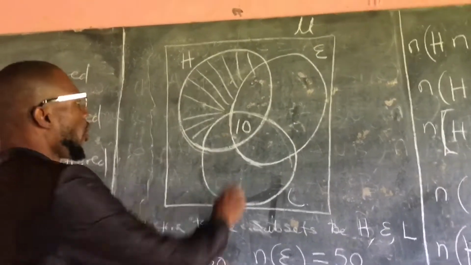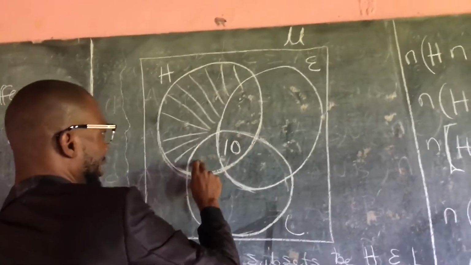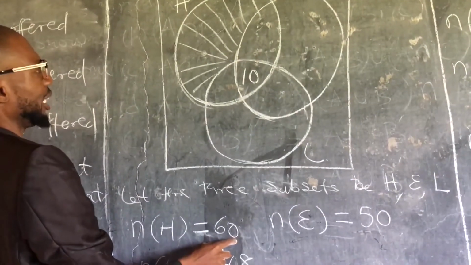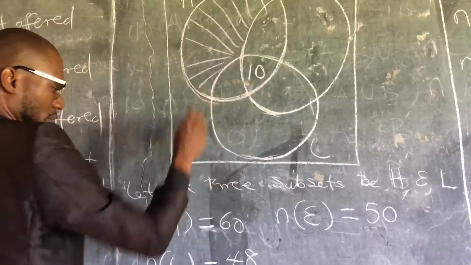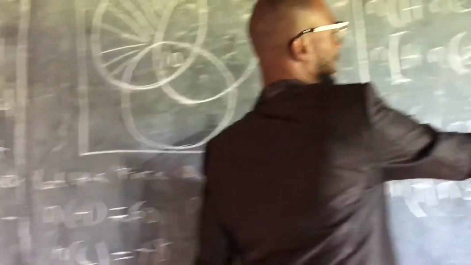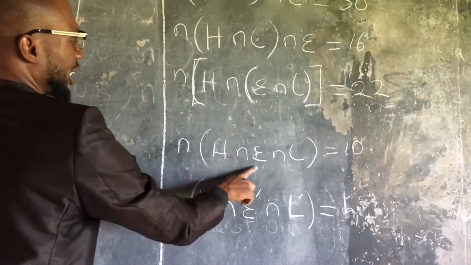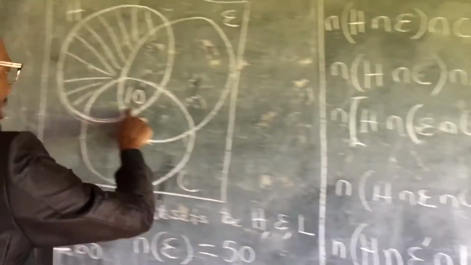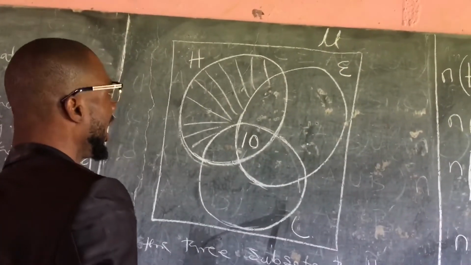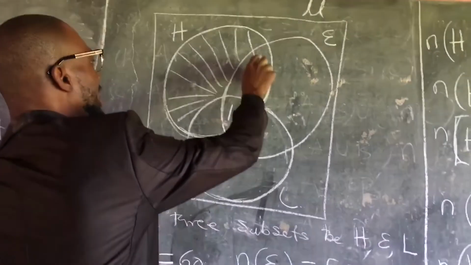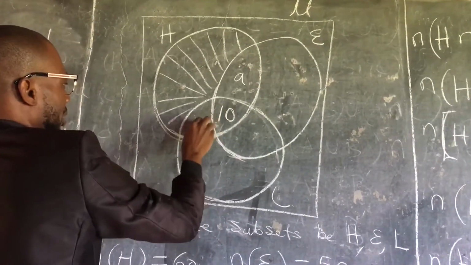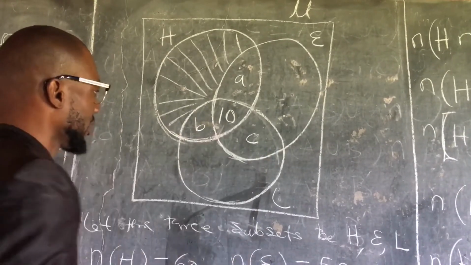So now, which part is this? Because the whole circle, I told you, is 60, that is H. The whole of this circle is 60, abi? And then we know this one is 10, that is H intersect E intersect L. So we know this part. Now to get this part, what is this part? Let me call this part A, this part B, and this part C.